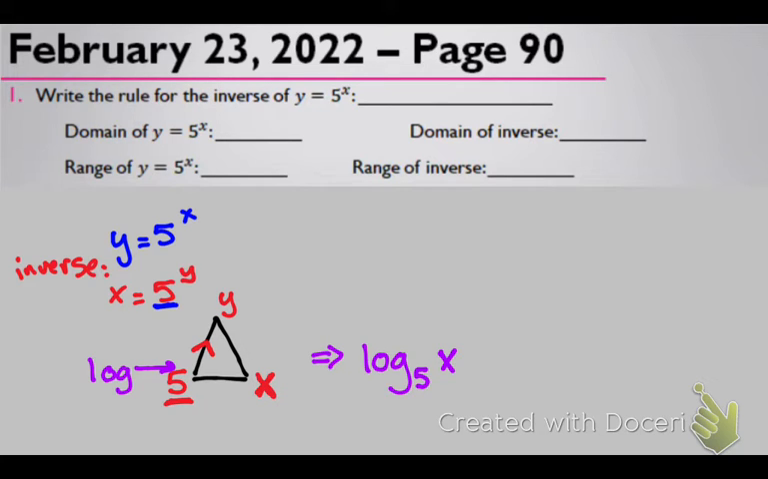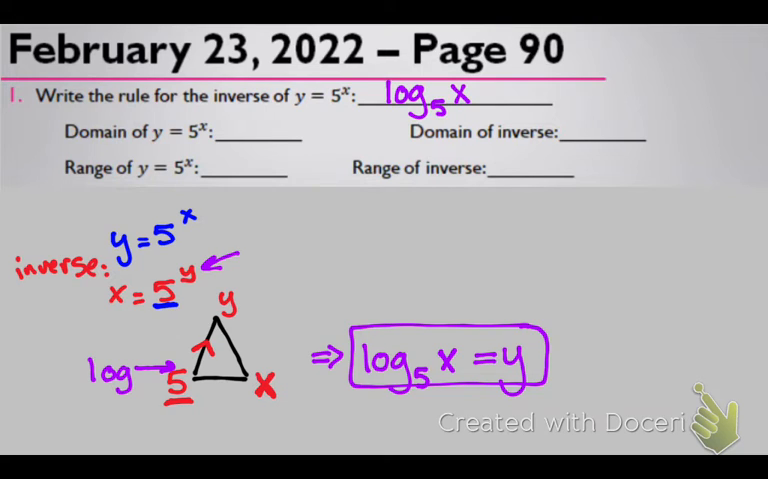And then the last thing I need to do, I have one more value, but I need an equal sign too. So I have equals y. And we know that we just found the inverse because our second step to find the inverse is to solve for y. And I can see that we have y on one side of the equation all by itself. So the inverse rule of y equals 5 to the x is log base 5 of x equals y.